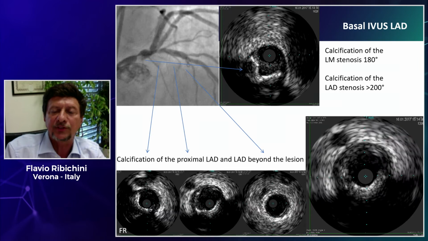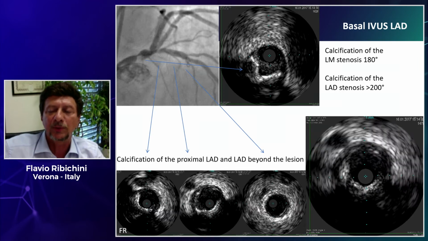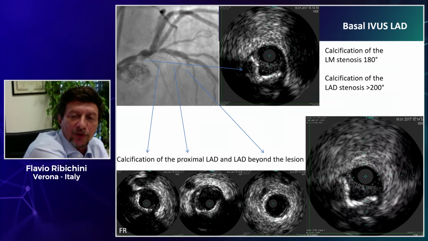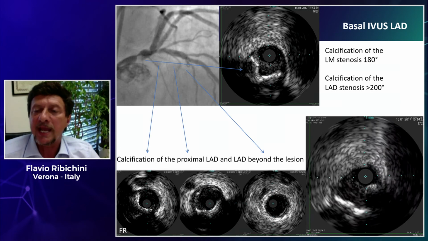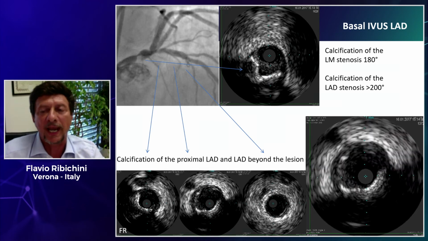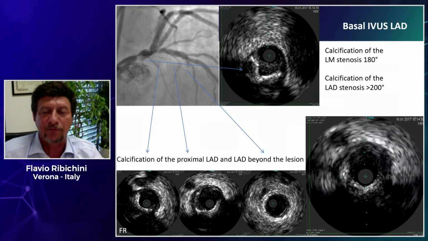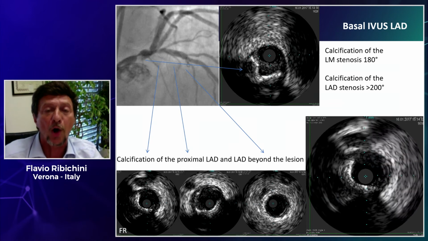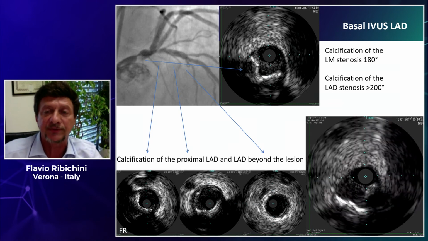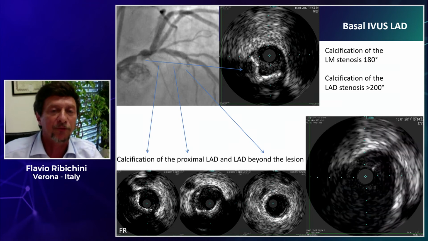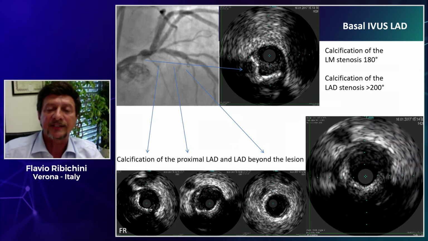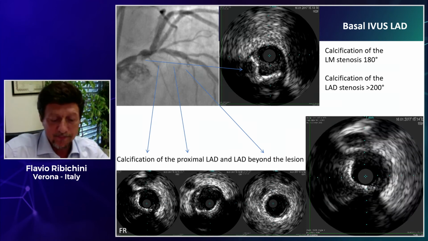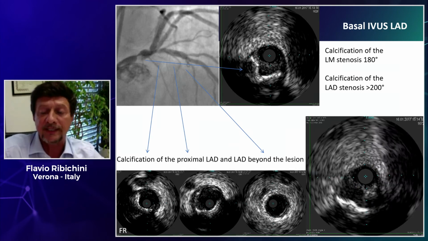So we can analyze together these images. On the bottom left, you will see the pullback, but we have selected some spots which are significant for the decision-making process. At the left main, the amount of calcium is more than 180 degrees of the circumference. And it's a very deep calcium. You see that the dark part, this dark cone, goes up to the adventitia. That means that the calcification is really very deep, involving all the vessel wall. And this extends to the proximal part of the LAD. When we move beyond the LAD lesion, we confirm that there is a good landing zone.